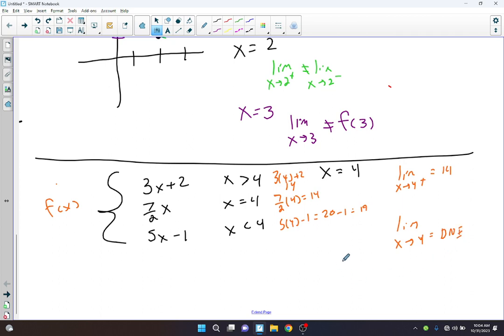But the question that I think is going to be on, or what should be on, our test is: is it continuous? In this case, no. Okay? And that's because these two limits do not equal each other.